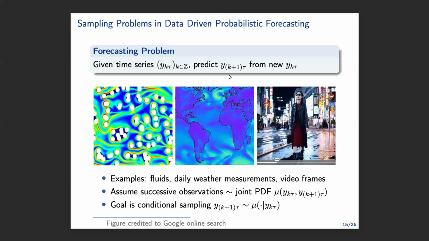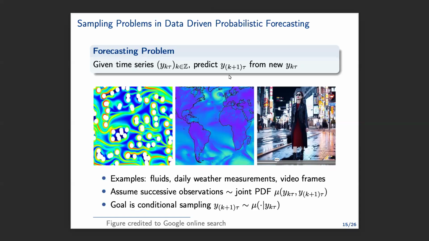So your classical forecasting problem, we can formalize as this. Given a time series, y_k tau, k is integers, we want to predict y_{k+1} tau from y_k tau. So that's what you want. And there are a lot of applications in fluid dynamics, whether forecasting or even videos. This is from Sora.